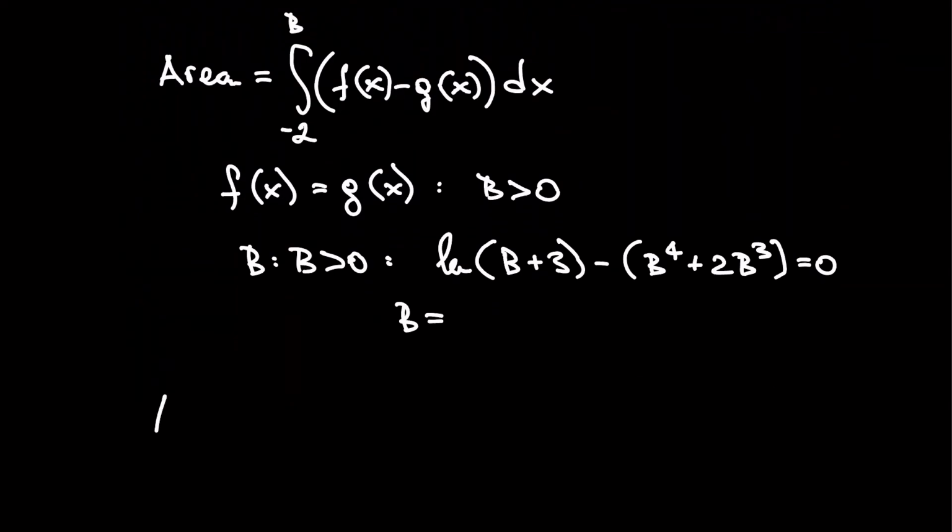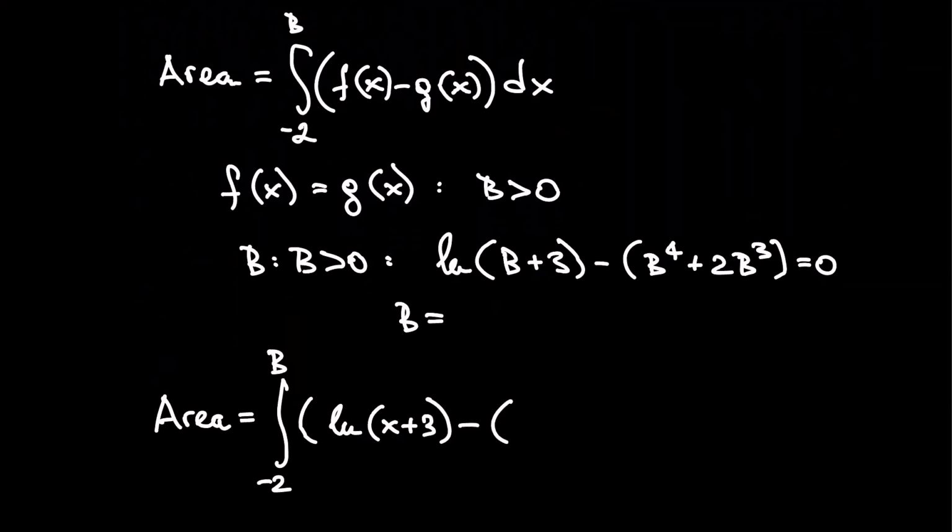So we need to calculate the area, which will be equal to the integral from -2 to b of the function ln x plus 3 minus the function g of x, x to the fourth plus 2x cubed, dx. And so we'll calculate both b and then this integral. Let's pull out our calculators and do that.